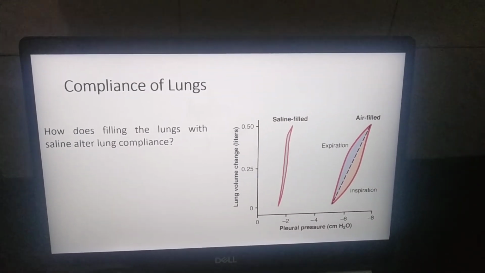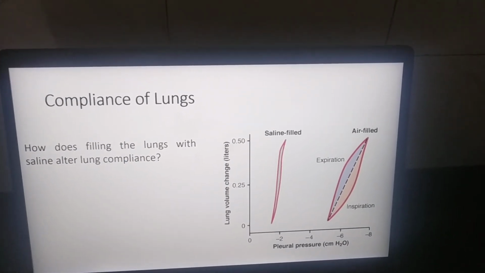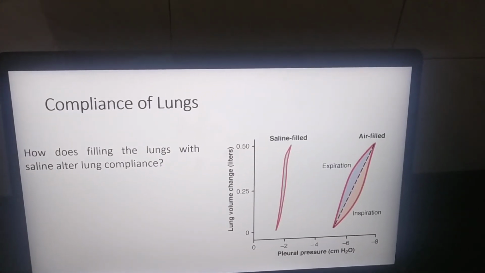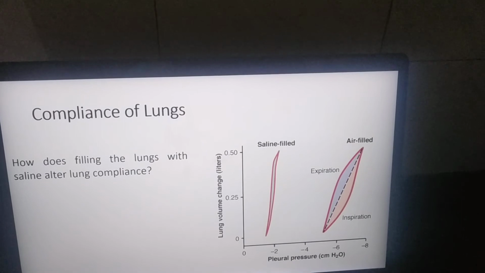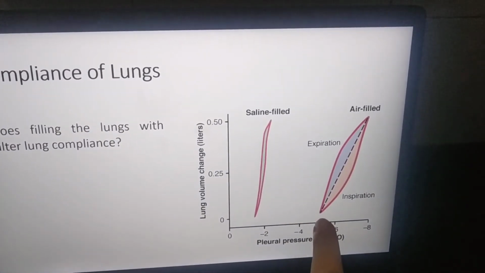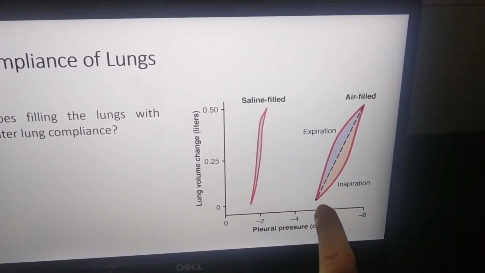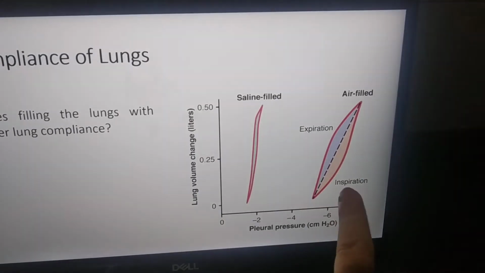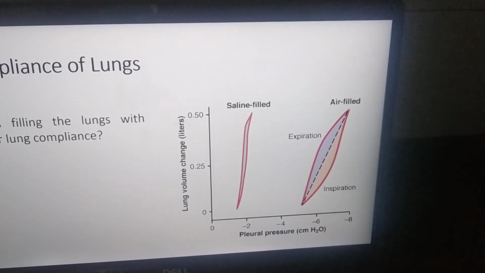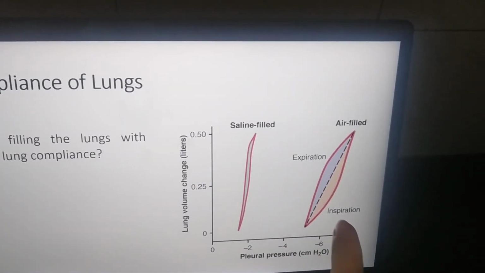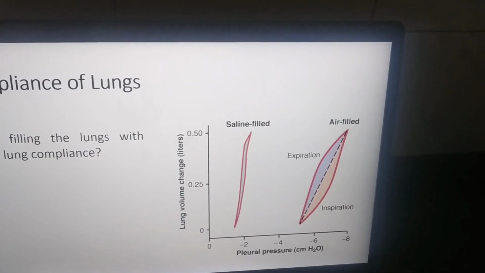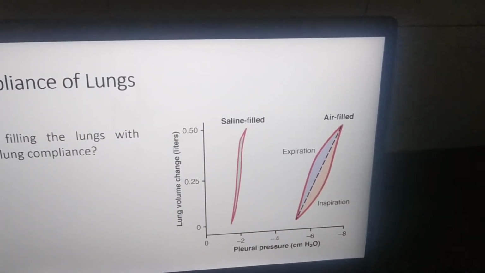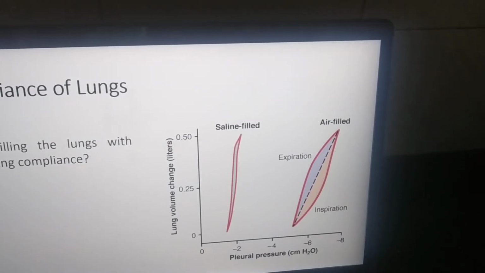Now next is, how does filling the lung with saline alter lung compliance? Here we can see the effect of surface tension. We will get this type of graph if we fill the lung with air. If we fill the lung with air, then there will be an air-fluid interface. There is a surface tension effect, so the lung needs to overcome this surface tension effect.